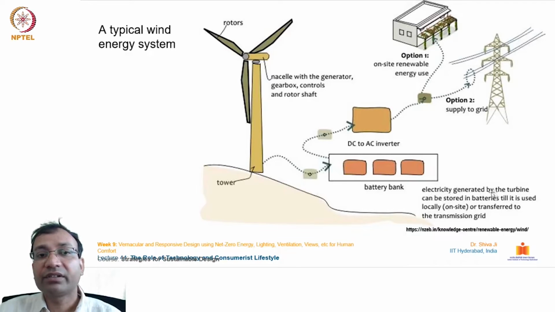Here you see electricity generated by the turbine can be stored in batteries till it is used locally on site, or transferred to the transmission grid, so that it can go to the national grid or a state grid, and can be sold to external agencies.